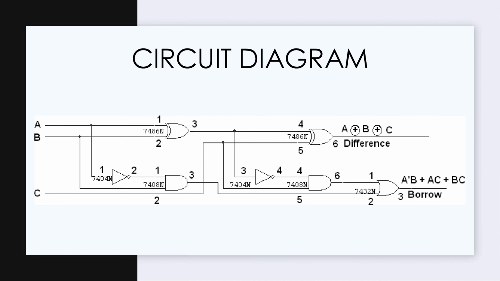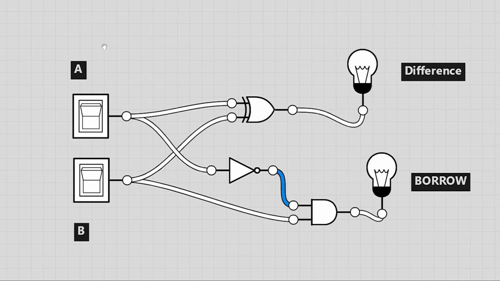Thank you. In this we will see the simulation of a half subtractor. Here A and B are the inputs and the outputs are difference and borrow. When both the inputs are 0, the difference is 0 and the borrow is also 0. When the input B is 1, the difference is 1 and the borrow is also 1. And when the input A is 1 and B is 0, the difference is 1 and borrow is 0. When both the inputs are 1, the difference is 0 and the borrow is also 0.